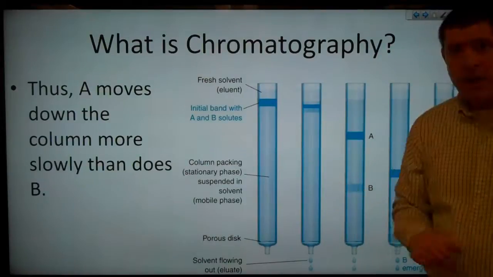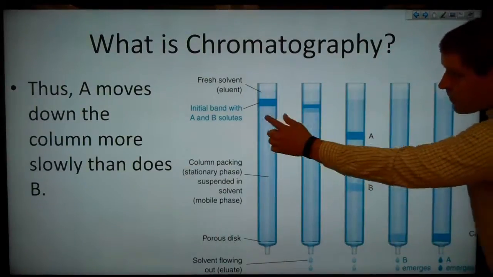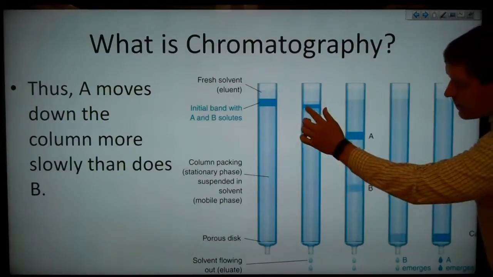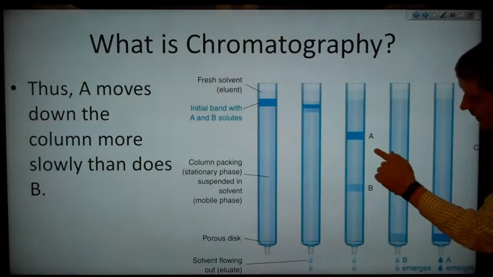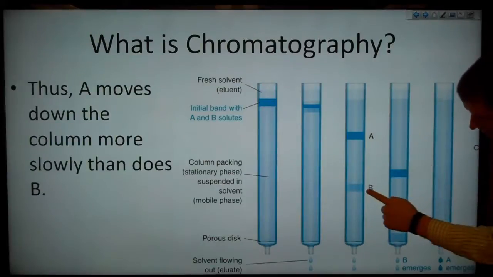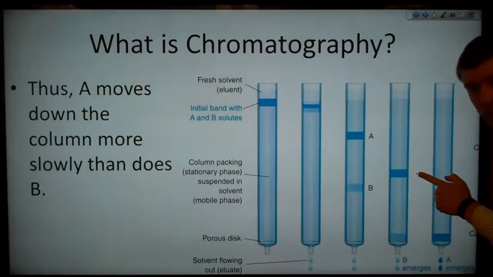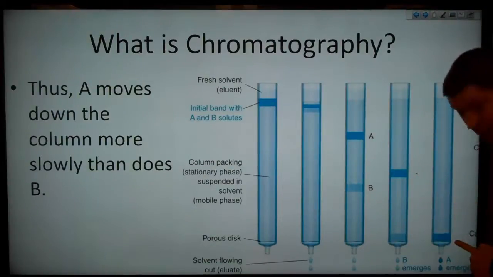And we can see that occurring here: initially A and B are overlapping, and as they move down the column, A moves slower than B does, and at some point B comes out and A is still way up here in the column, and then at some point later in time, A comes out of the column.